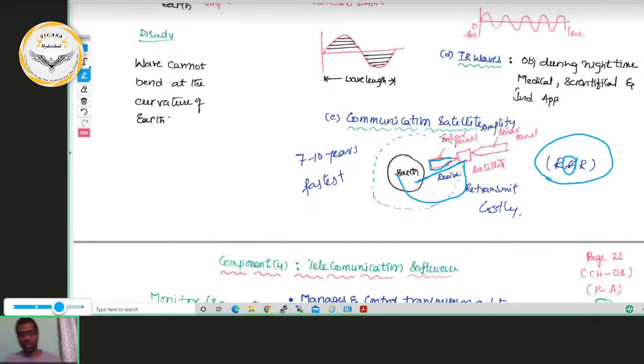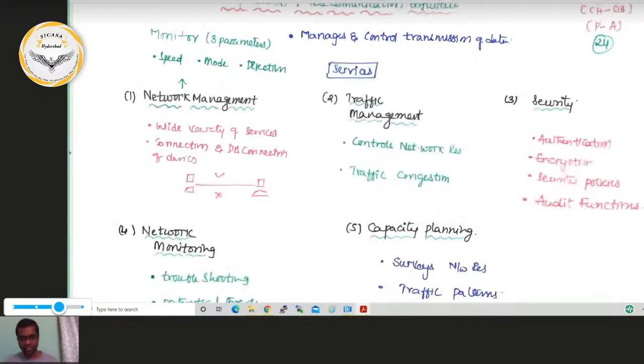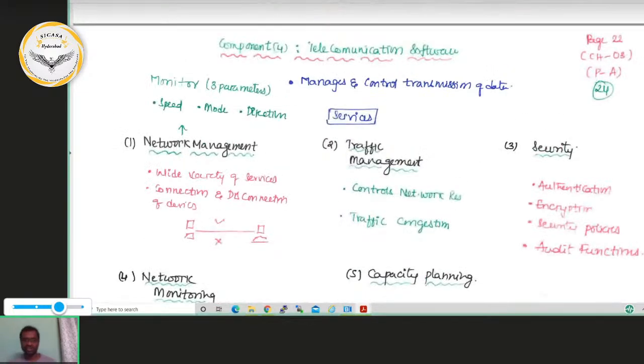After that, the next component will be telecommunication software. What do you mean by telecommunication software? We studied telecommunication processors. Telecommunication processors are nothing but hardware resources that support transmission of data between sender and receiver, whereas telecommunication software manages and controls transmission of data. So one is hardware and the other is software. We require both telecommunication processors and telecommunication software for the purpose of transmission of data.